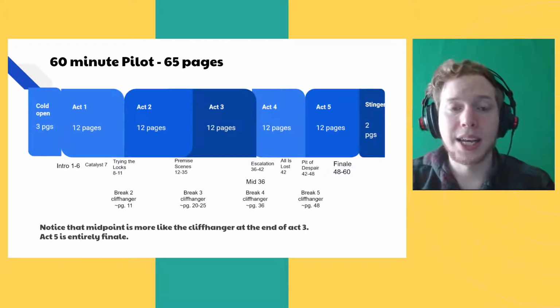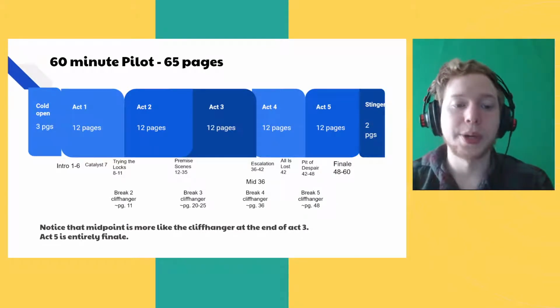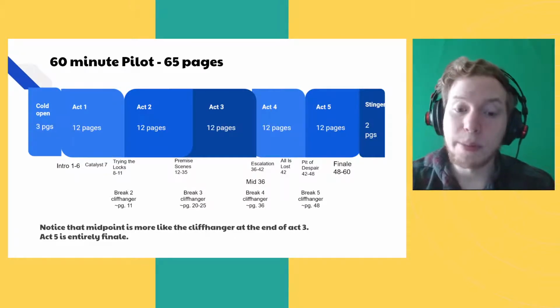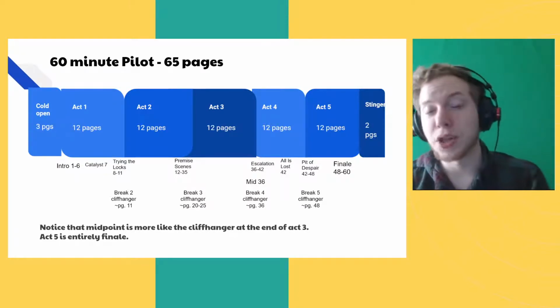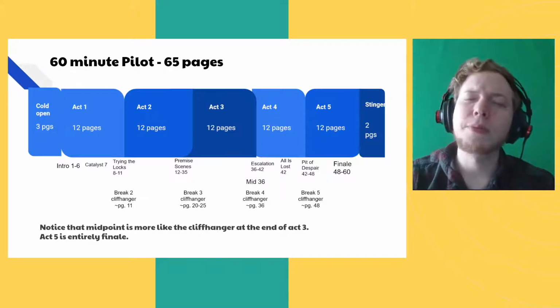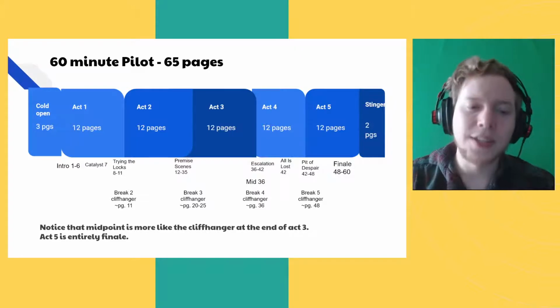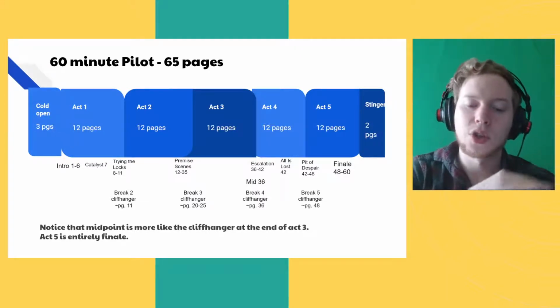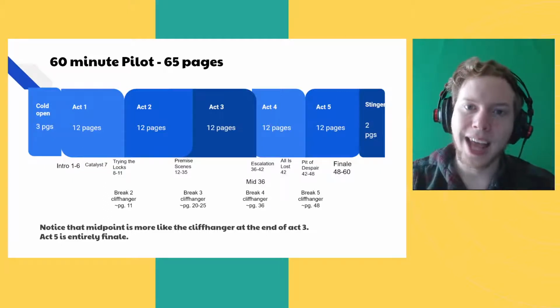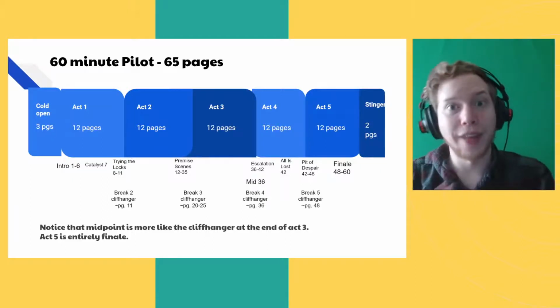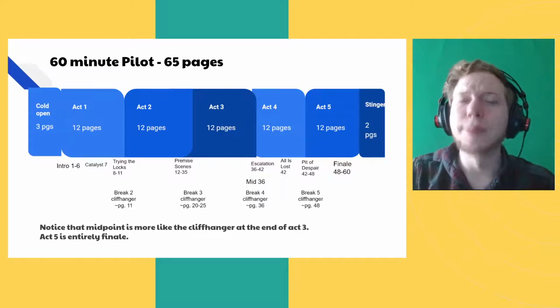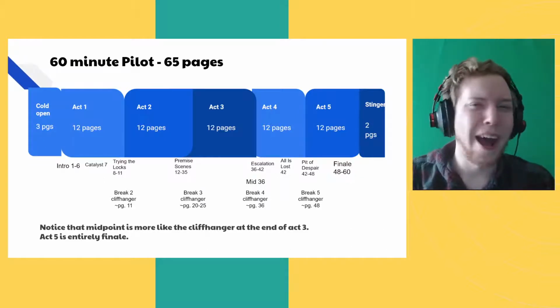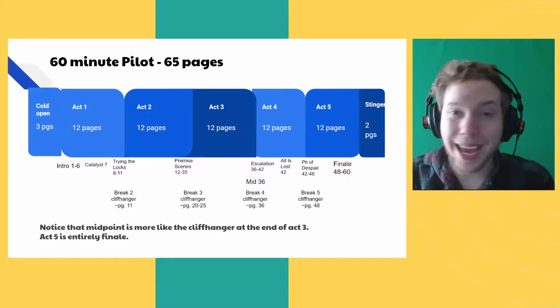A 60-page pilot, or up to 65-ish pages, is going to be the same sorts of beats, but spread out a little bit differently. Note that the midpoint is more like the cliffhanger at the end of Act 3 here. Some TV pilots are marked out as 4 acts, but they start with a cold open and then go right into what is essentially Act 1, so it's labeled as 4 even though it's really kind of 5. So think of this more as 5 acts of 12 pages each.